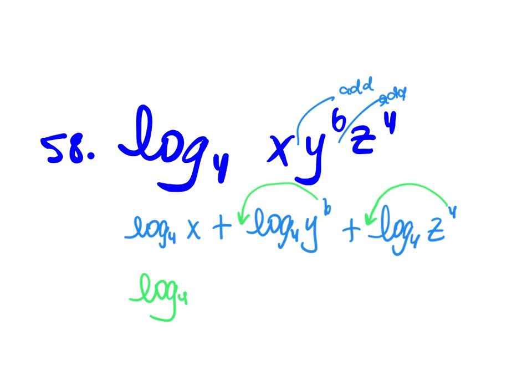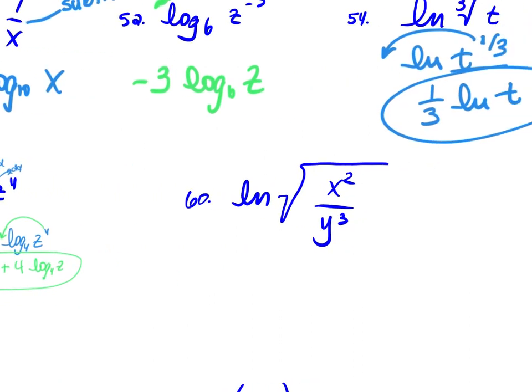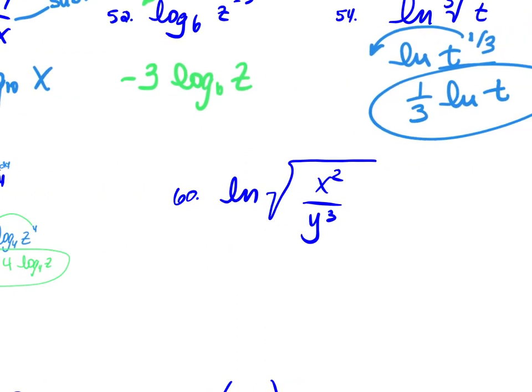So to fully expand this logarithm, it's log 4 of x plus 6 log 4 of y plus 4 log 4 of z. Everything should be written linearly on one line. All right, here I see a big square root, so I'm going to rewrite this as the natural log of x squared over y cubed, and it's to the 1/2 power.